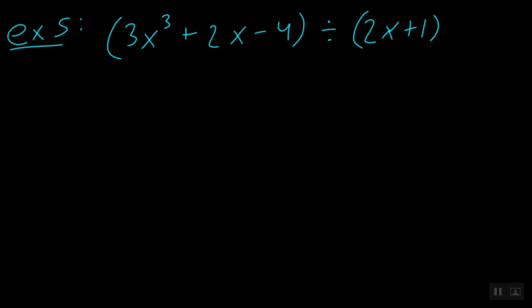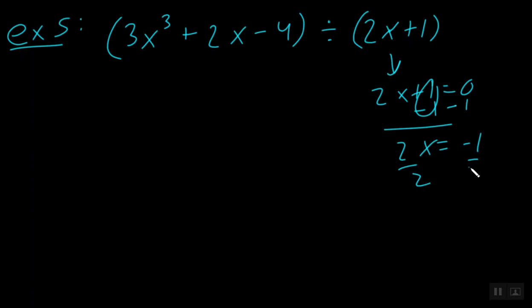Okay. Now, guys, this one is going to be a little bit trickier because I want to push some students here. But notice, we're going to do 3x cubed plus 2x minus 4 divided by 2x plus 1. Now, remember, we always want to set this equal to 0, and we want to solve for x. We want to know what value of x makes this factor equal to 0. Well, I subtract 1 from both sides, and now I have 2x is equal to 0 minus 1, which is negative 1, and I divide both sides by 2. And we say, okay, well, x is equal to negative 1 over 2.